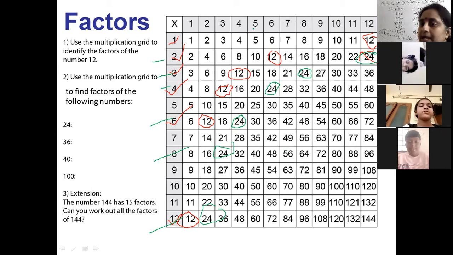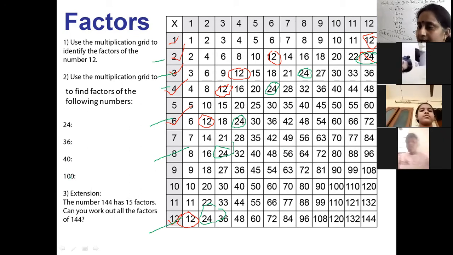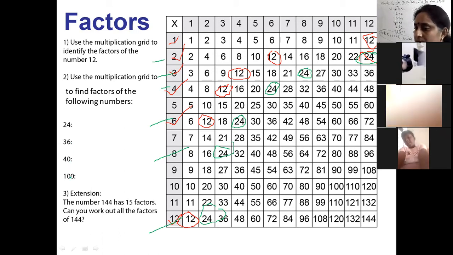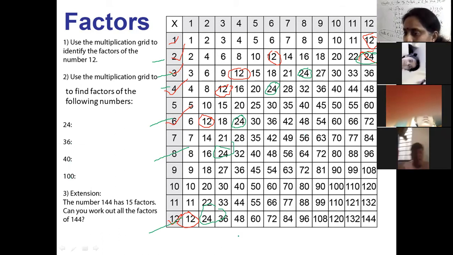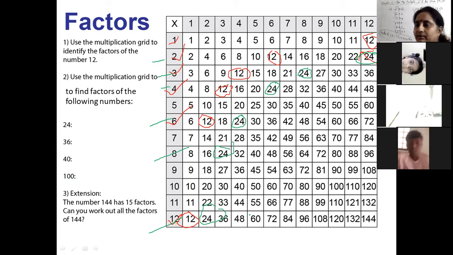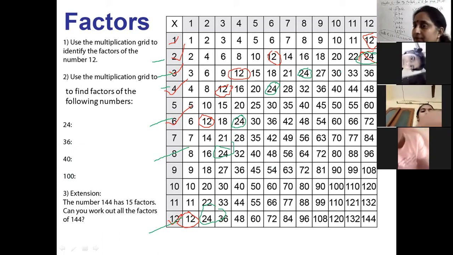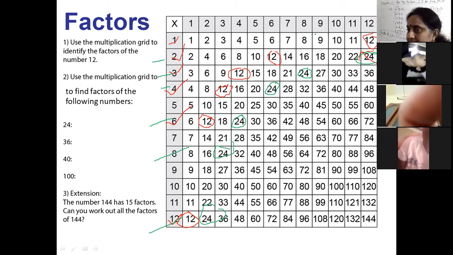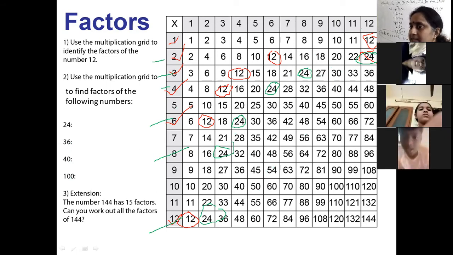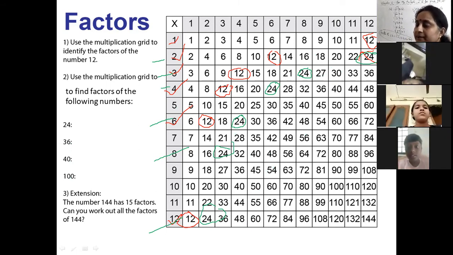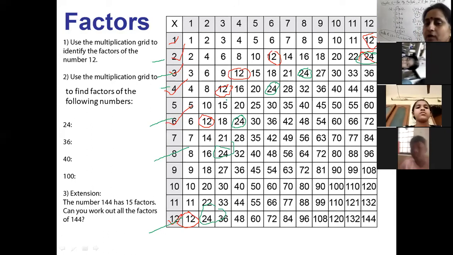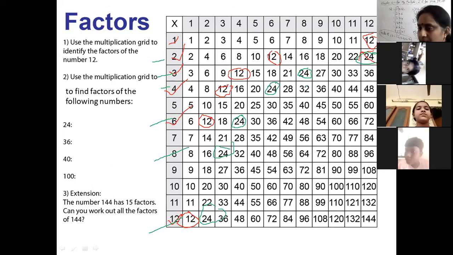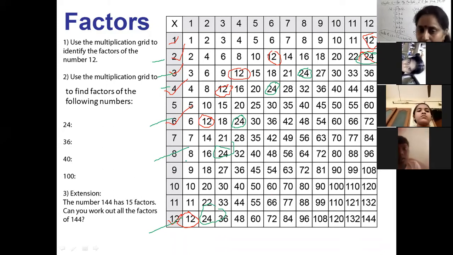Okay, now find the factors for 36, 40 and 100. Where you will get 100, you have to check. Those are the factors for 100. And if you extend this, you can get 1 also as a factor. So you should not forget that 1 is always a factor for every number. So you have to include 1 also in that. Okay? Next.